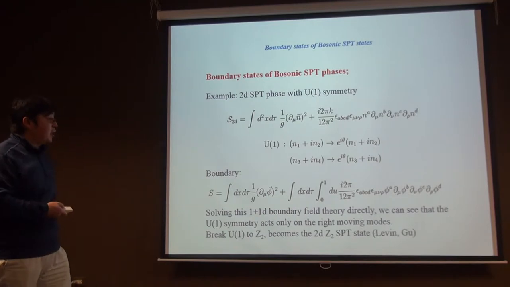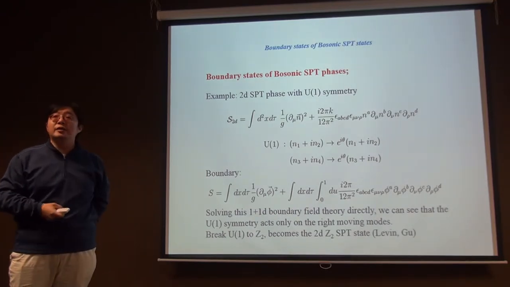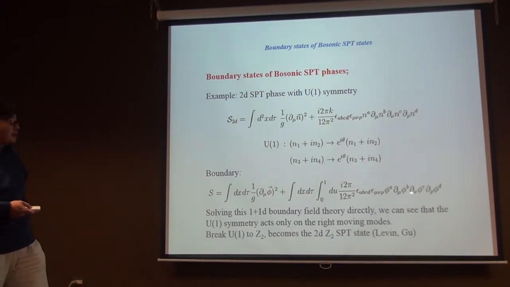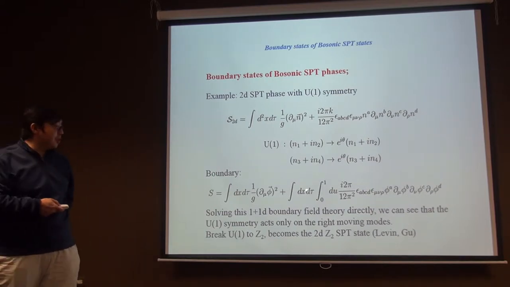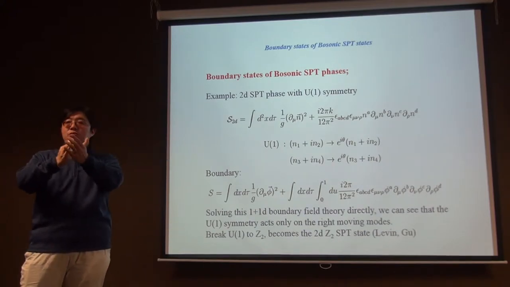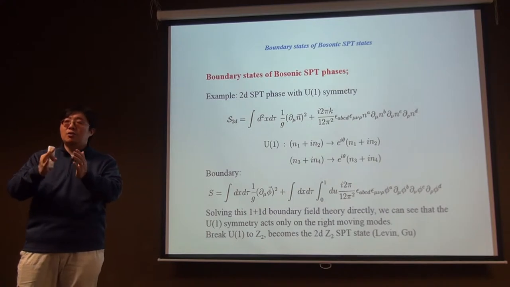This theory is very well studied in field theory, and we know it gives us a conformal field theory with level 1 and central charge C equals 1. If I solve this 1 plus 1 dimensional field theory carefully, we are going to show that this theory is non-chiral. It contains left moving modes and also right moving modes. But the U1 symmetry only acts on the right moving mode.